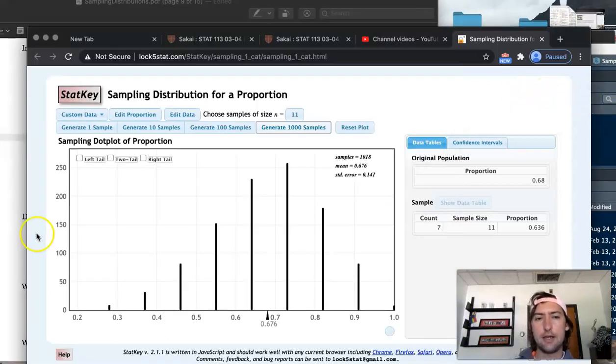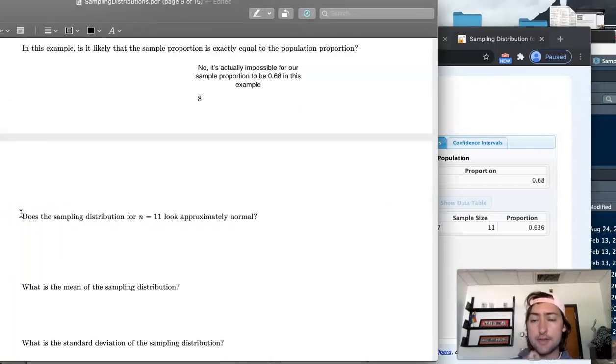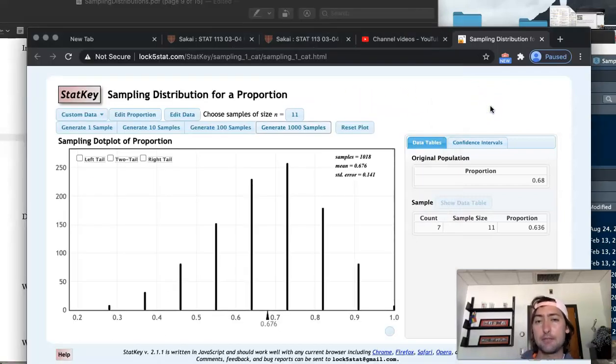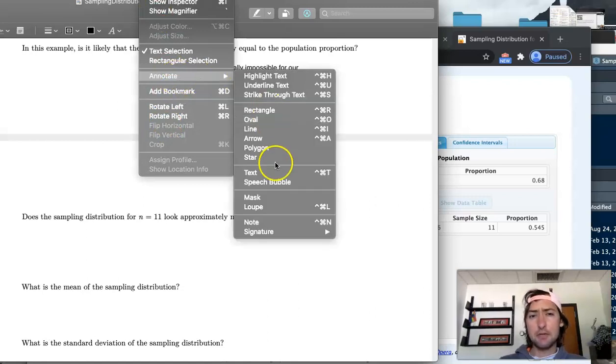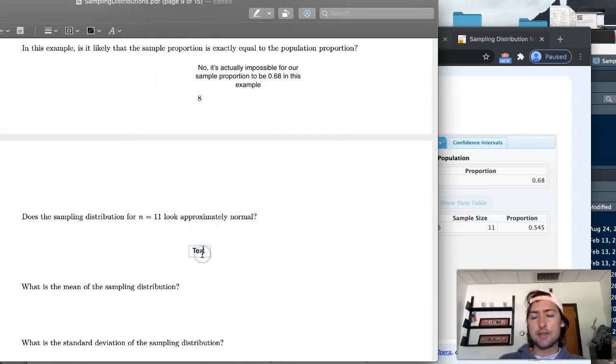We could look at a few things about our sampling distribution now that we've built it up. In particular, we want to look at the mean, the shape, and the standard deviation. That's all stuff that we've talked about before. The shape, you can see, is slightly left skewed here because it's got that longer left tail. So if I were to answer this question, I would say no, it doesn't really look approximately normal because it has this slight left skew.